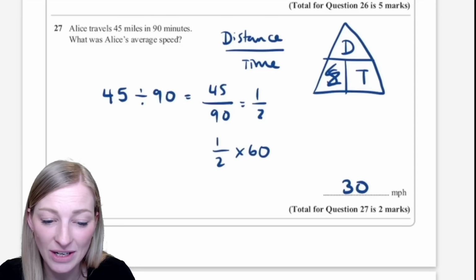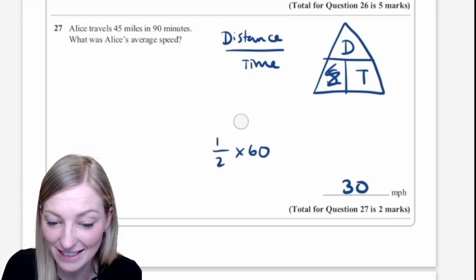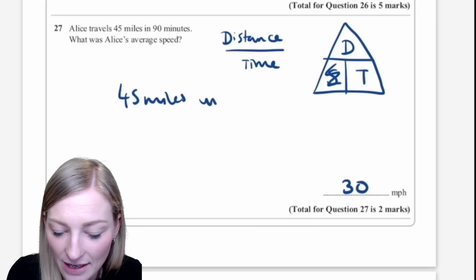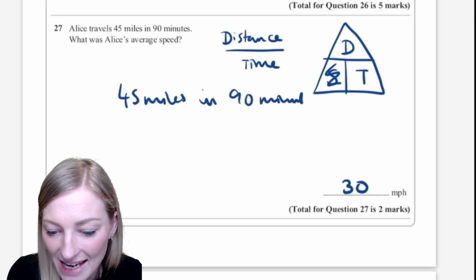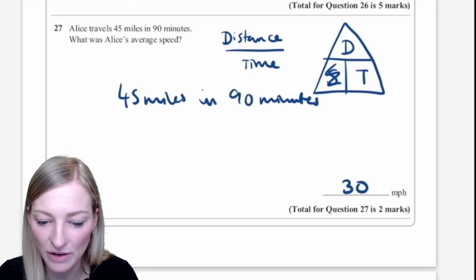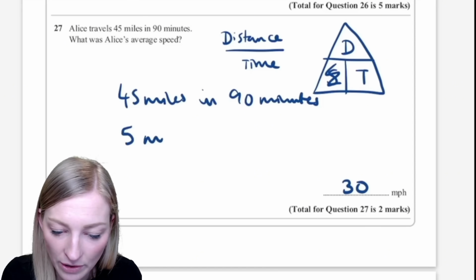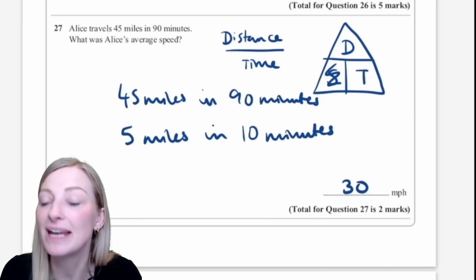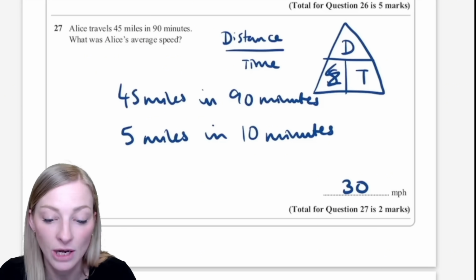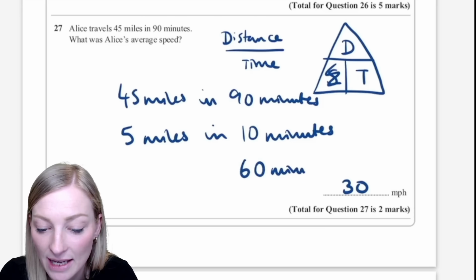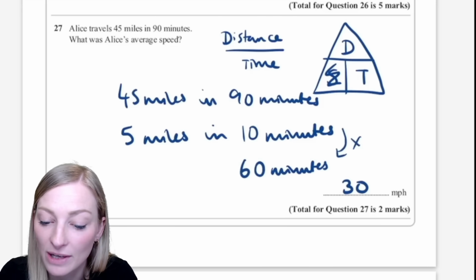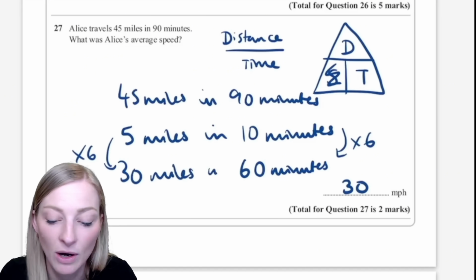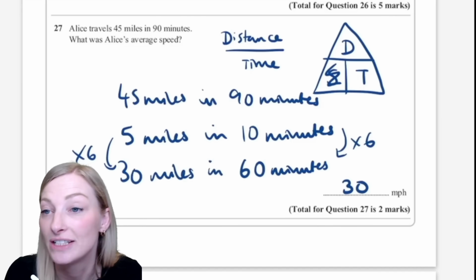Another way of working out these questions is to use a little bit of common sense. If Alice goes 45 miles in 90 minutes, then let's look at this, they're both divisible by 9. So let's do 5 miles in 10 minutes is how far she'd go. But we know that the speed needs to be in miles per hour. So actually, let's think about 60 minutes. How far would she go? I've multiplied that by 6. So I also need to multiply this by 6. So she would go 30 miles in 60 minutes, which is 30 miles per hour.